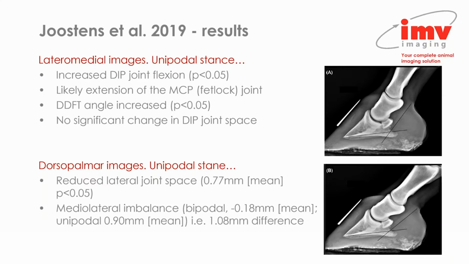In a dorsal palmar image, having the horse weight bearing only on the radiographed limb led to a reduction in the lateral joint space of the distal interphalangeal joint. And as a result, there was a significant difference in mediolateral balance of the distal interphalangeal joint. So going from minus 0.2 millimeters in bipodal stance to plus 0.9 millimeters. So that was roughly a 1 millimeter difference.